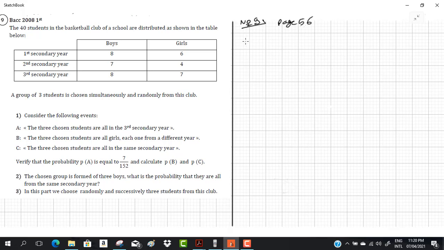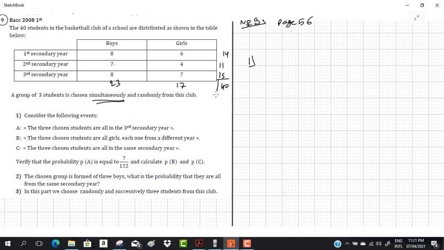The 40 students at the basketball club of a certain school are distributed as follows: 15, 23, 10, 17, 14, 11, and 15. A group of 3 students is chosen simultaneously in a combination.